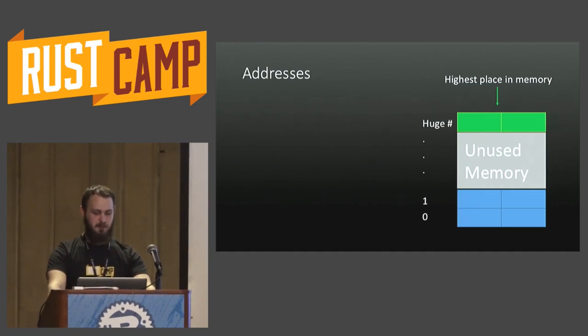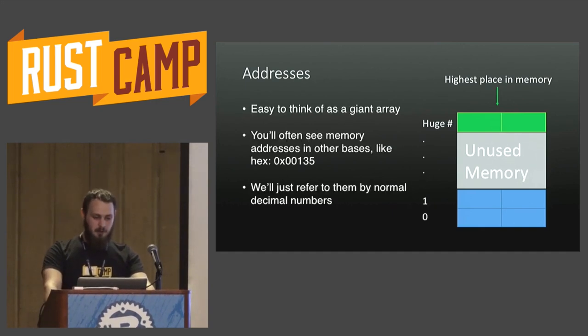So one thing I haven't really mentioned yet, and we can't really talk about heaps without, is that all of the memory is addressed. You'll often see them in like hex. Just different radix. But more or less, you can just think of the huge number at the top as the maximum amount of memory that's given to your program or is in the system, depending on how you're running your program. But we're just going to refer to them by normal numbers because it's way easier.